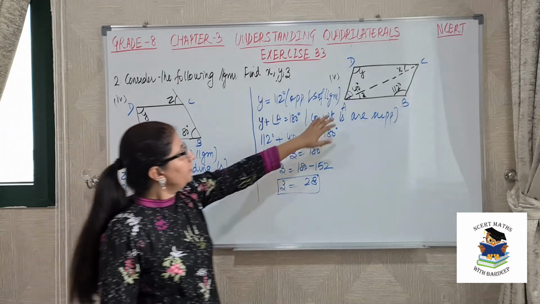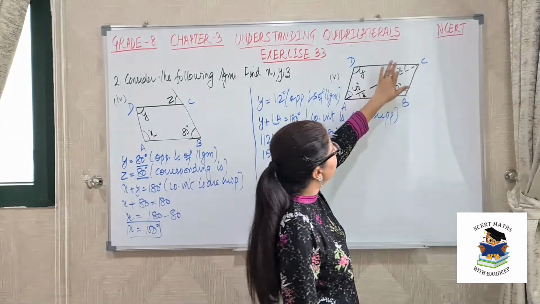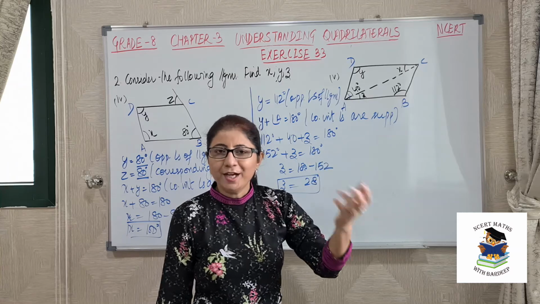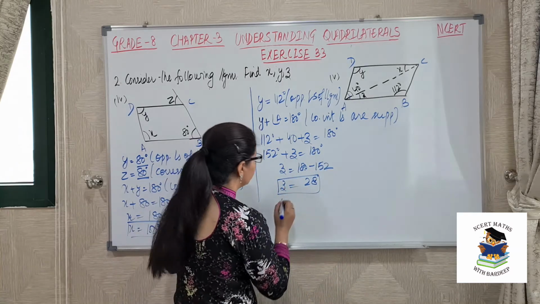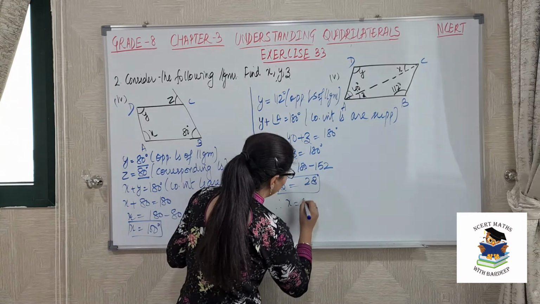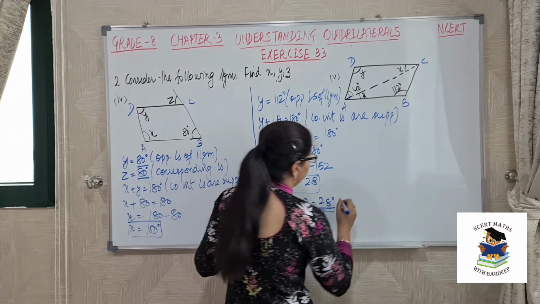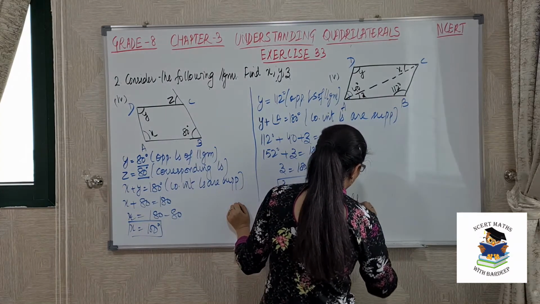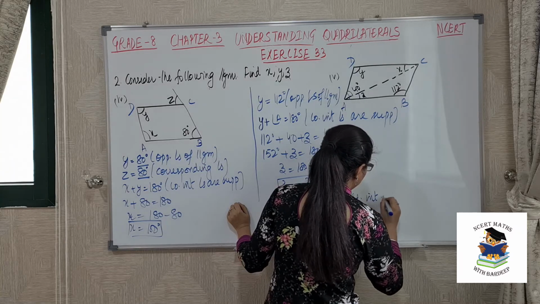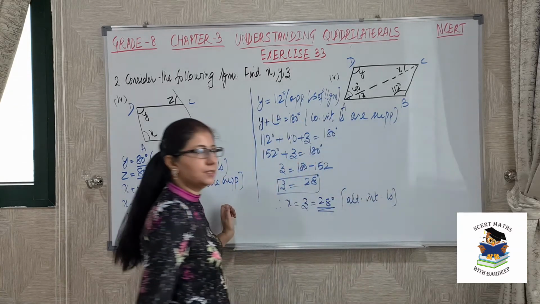Okay, so now we know z. This z is further equal to x because they are forming alternate interior angles. So therefore x is also equal to z, and this is further equal to 28 degree. Reason is alternate interior angles.